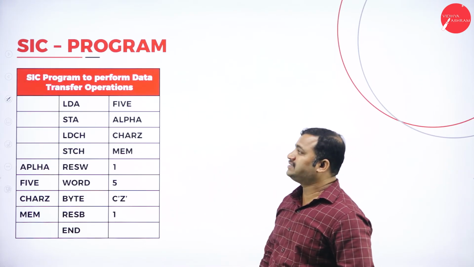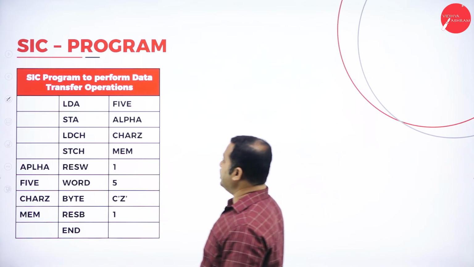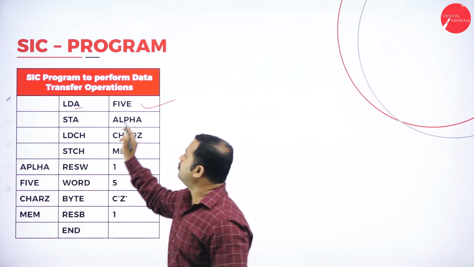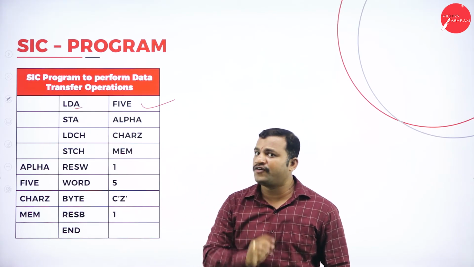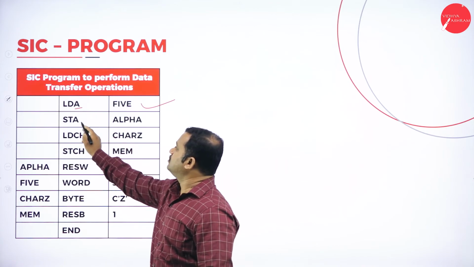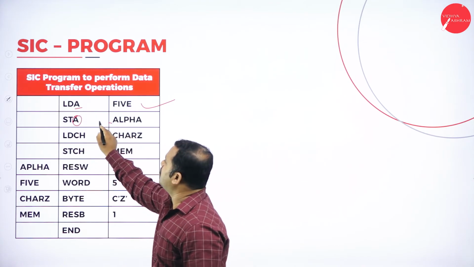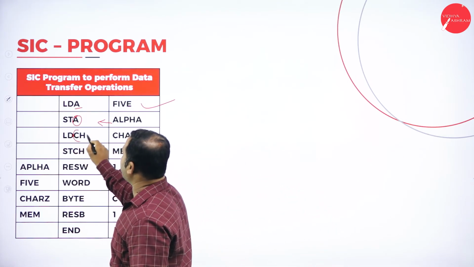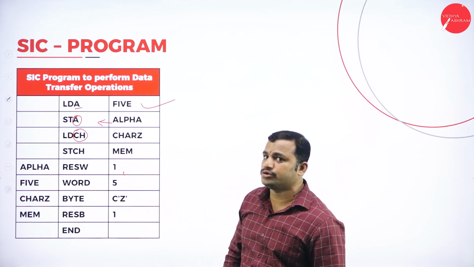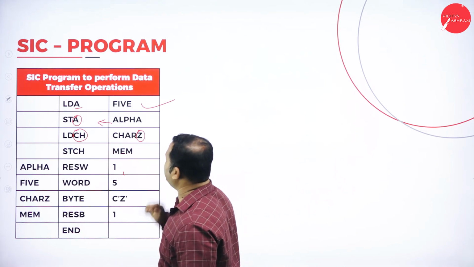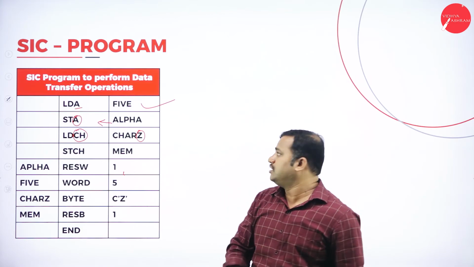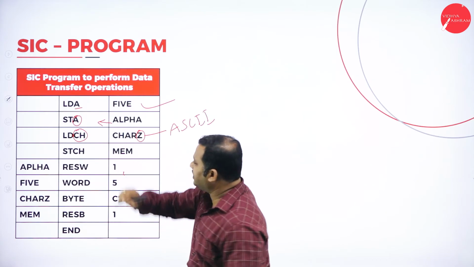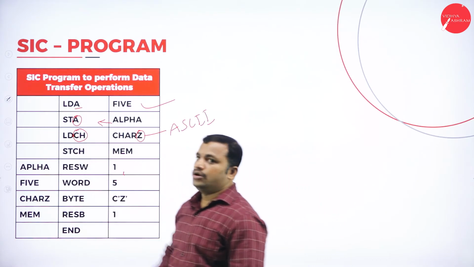Let us take up one of the example programs of the SIC model. LDA 5. That means load the accumulator A with the value 5. Store alpha: the accumulator contents are stored to the memory location alpha. Then LDCH, load character. Which character am I supposed to load? Char Z. Z has some ASCII value, and that ASCII value of Z is taken and loaded by the LDCH.